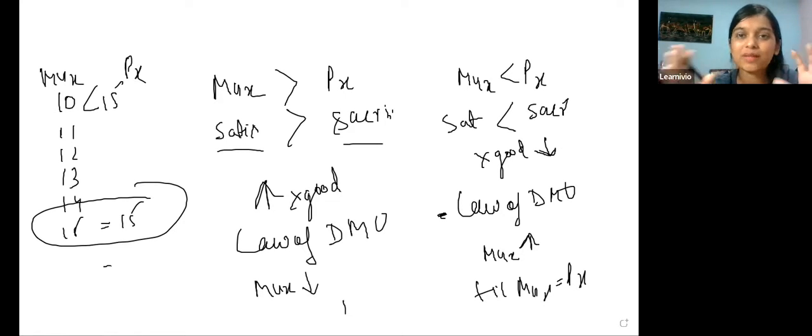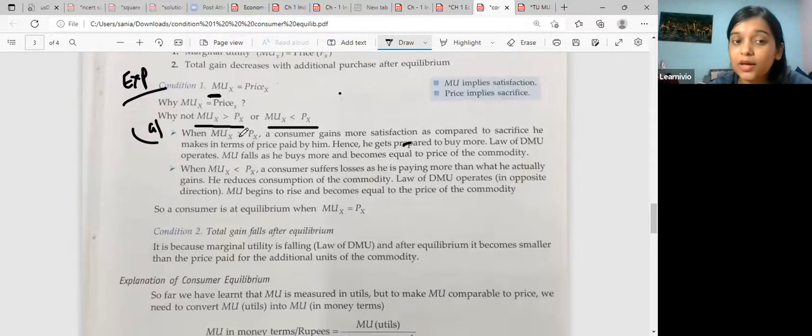What is satisfaction? You have your own brains, right? You know what the consumer will do because at the end we are also consumers. So we know what to do in what situation, right? So you just have to write it in the theory part. That's it. Now see, over here it is written the same thing. When MUX is greater than PX, the consumer gains more satisfaction as compared to sacrifice, right?